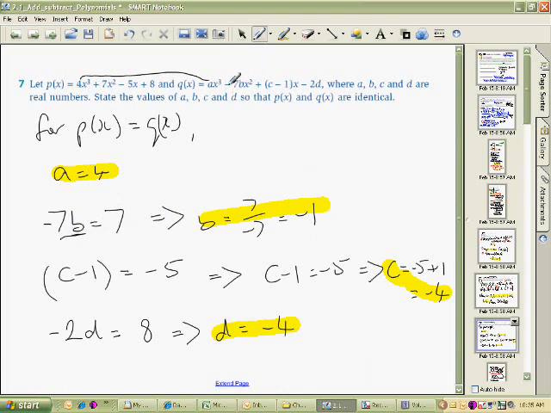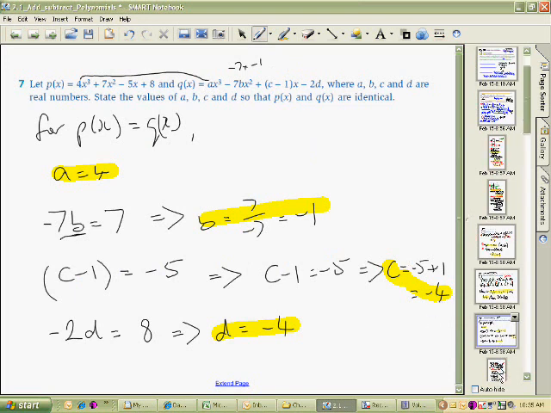Because here we've got minus 7. If b is minus 1, what happens? Minus 7 times minus 1. That's what that becomes. That's equal to plus 7, which is what we have here. Similarly here, c minus 1 must equal minus 5, just like here. So we do that, get our answer there. That's how they are done.